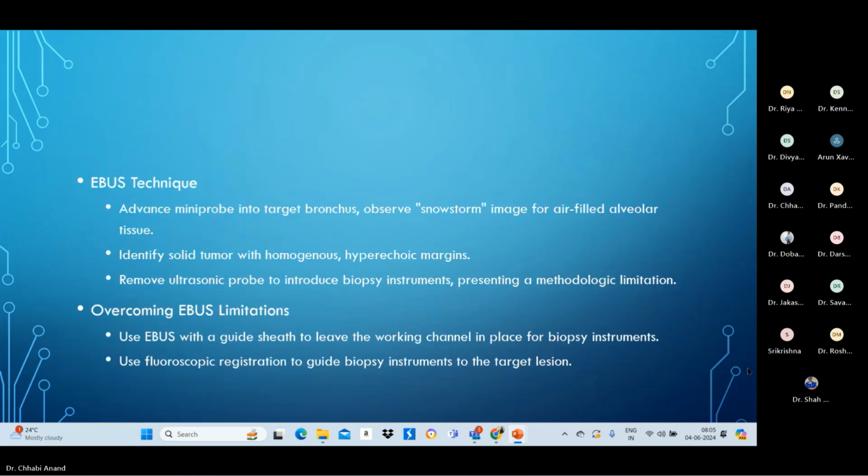Yes, sir. Can you explain to me what is mini probe, target bronchus, what is snowstorm image? Can you tell me that? Sir, because it is an ultrasound guided biopsy. So when we put the ultrasound probe inside the bronchus, we look for lymph nodes, and if it is air-filled alveolar tissue, it will show as a snowstorm, and then we'll target those bronchus.